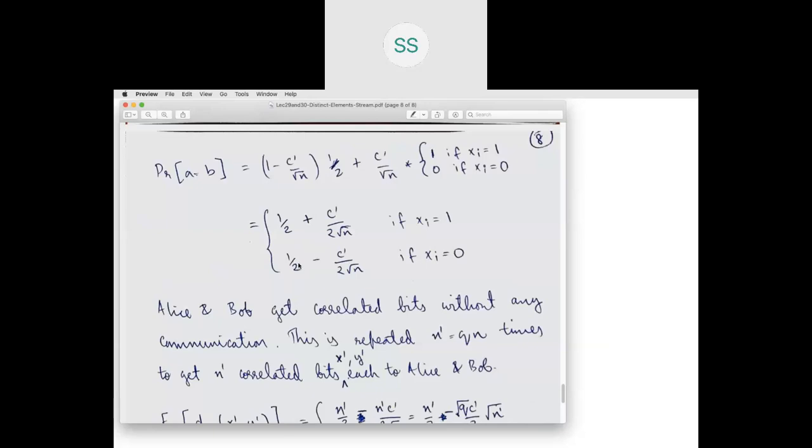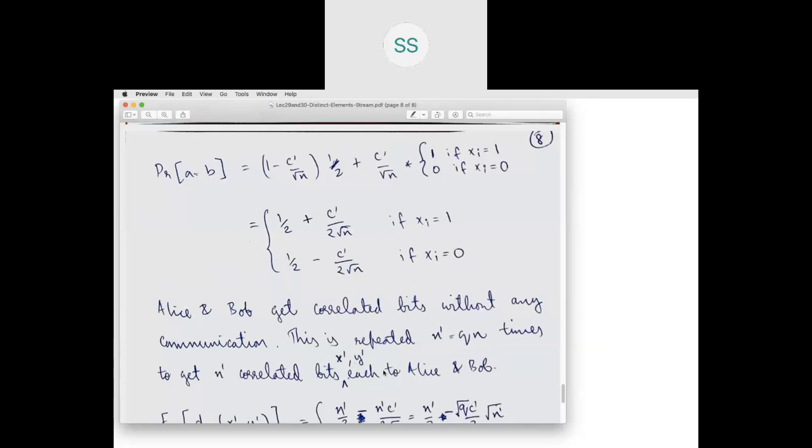But this is just one bit, and we want to construct an instance of gap hamming. So now how do we construct an instance of gap hamming? We just repeat this. We look at the next n random bits, pick another a for Alice and another b for Bob, and you keep doing this. And you do this n prime, which is equal to q n times, to get n prime correlated bits, and we call it x prime for Alice and y prime for Bob.